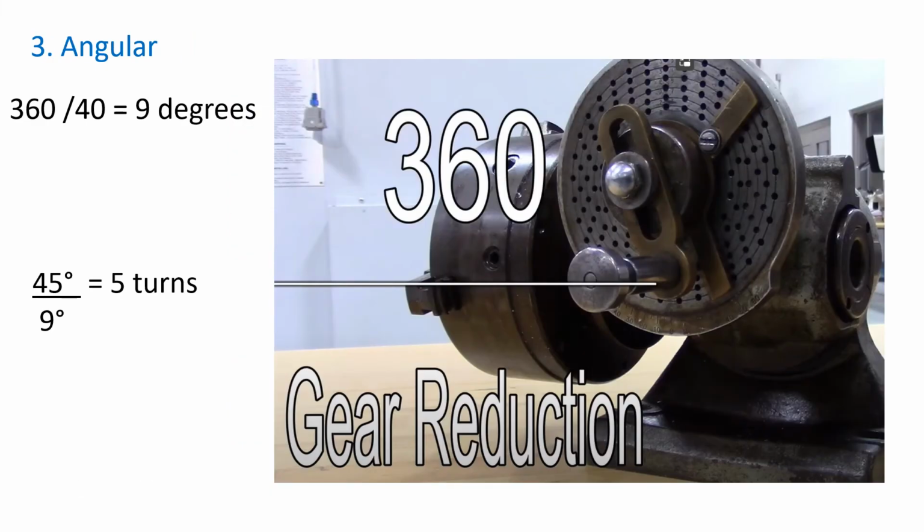The third method is the angular method. If we divide the circumference by the gear ratio, that means every wind of the crank handle will move the workpiece 9 degrees. In this case, if I wanted to rotate my workpiece 45 degrees, so it's 45 degrees divided by 9 degrees equals 5 turns of the crank handle to position my workpiece 45 degrees.